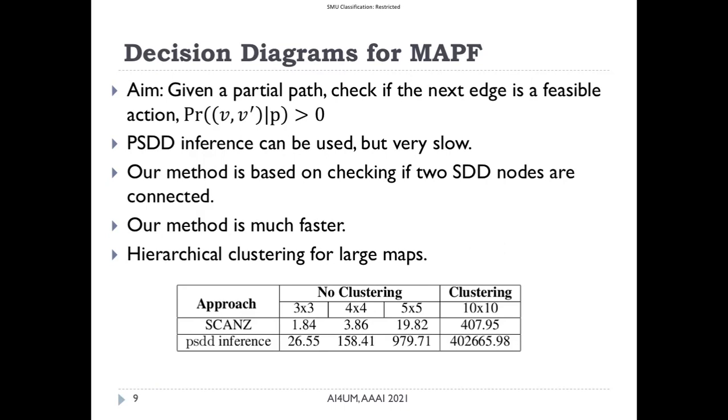These are the results for simulation speed in seconds of PSDD inference versus our method, called SCANS. And we can see that SCANS is significantly faster than PSDD inference. For example, for 5x5, SCANS takes around 20 seconds to sample 10,000 paths, while PSDD inference takes around 980 seconds.